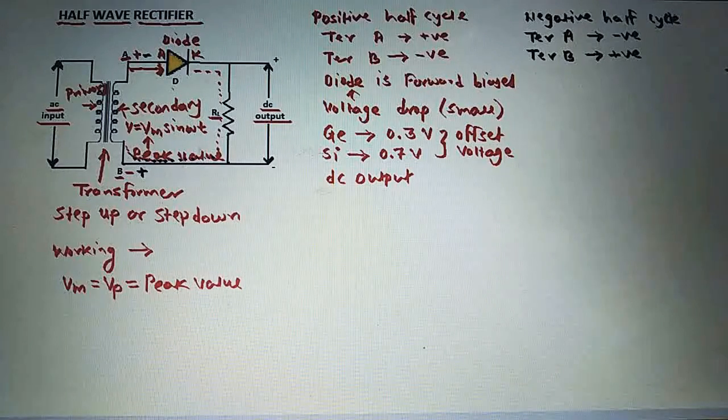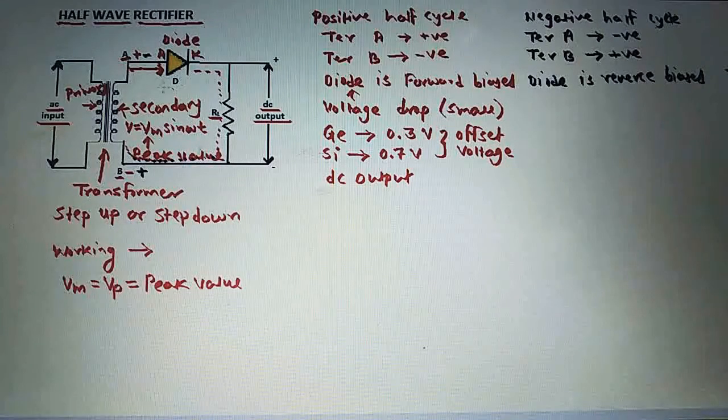This diode is in reverse bias here. This diode is in reverse bias. So as the diode is in reverse bias, there will be no current flowing through the diode. And as there is no current flowing through the diode, there will be no DC output across this load resistance RL here.